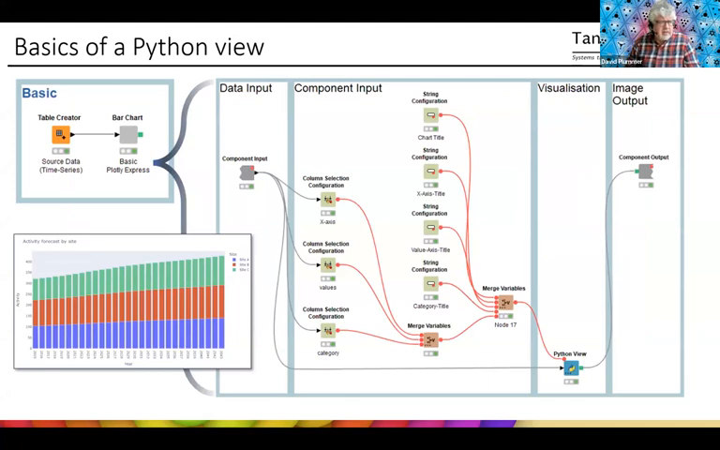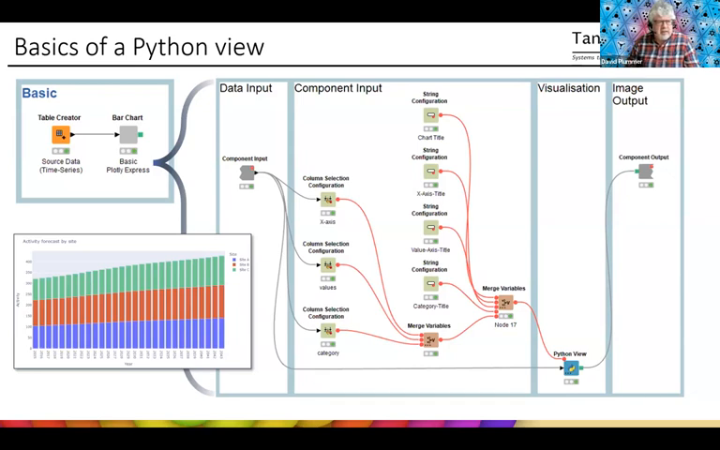This here is a very basic KNIME workflow. So we have some data that have been put into a table creator node, and then I typically create a component so that the visualizations can be configurable. So this one is to produce a very basic stacked bar chart. And here we can see an example of the stacked bar chart that's created.